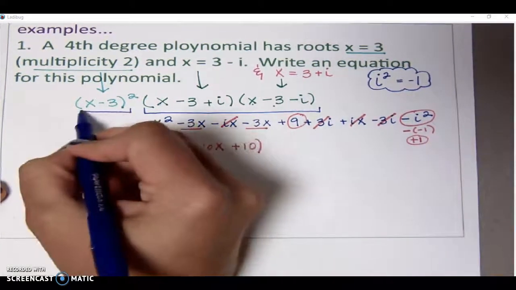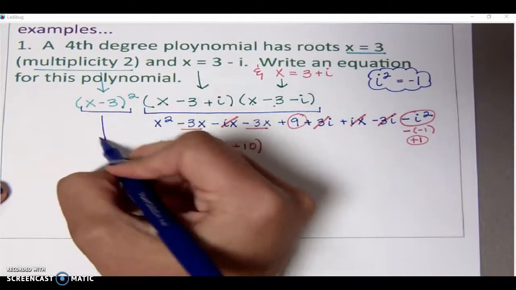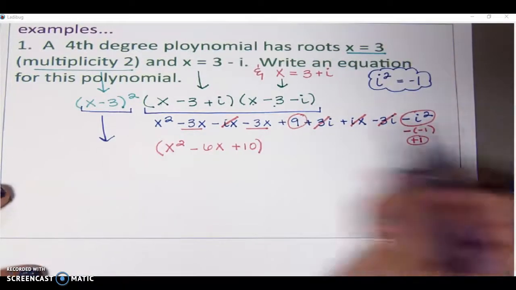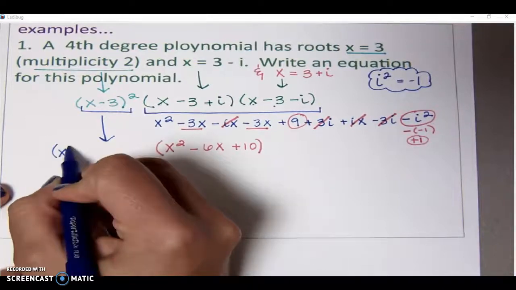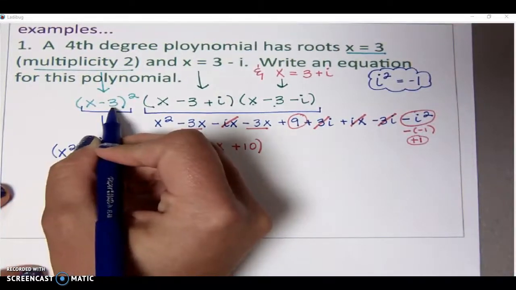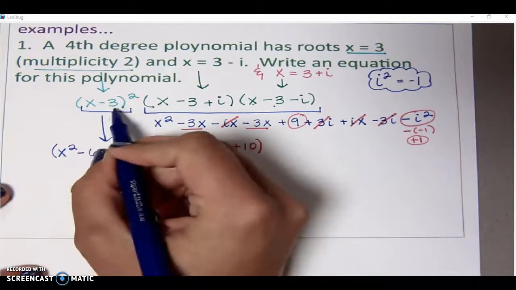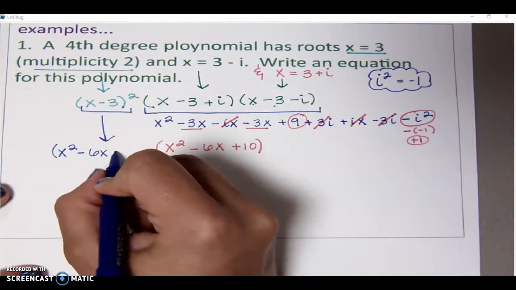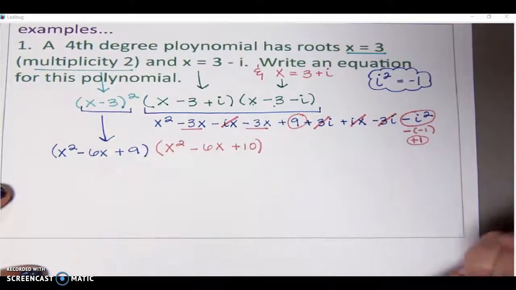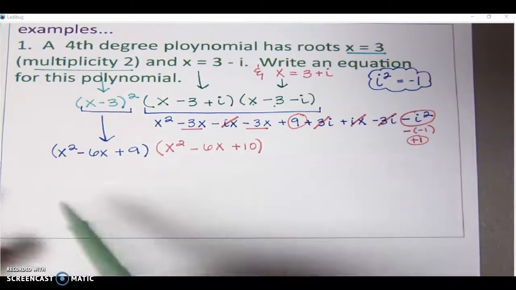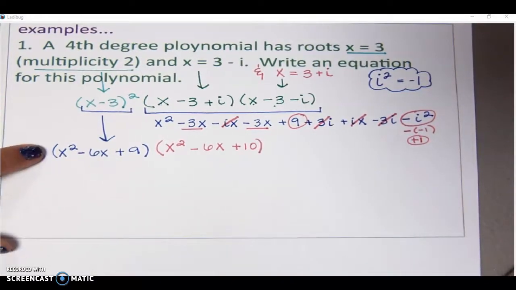So I do need to multiply out this part. Whenever you're multiplying out something that's squared, you can use a shortcut. It's going to be x squared. If you double this number, negative 3 times 2 is negative 6x. And then if you square that number, negative 3 squared gives you positive 9. Or you can just literally multiply it out, x minus 3 times x minus 3. So now for the last part, we just have to multiply this whole thing out.